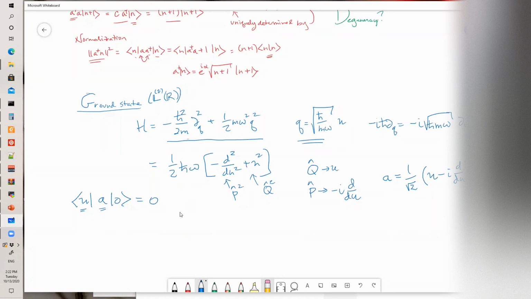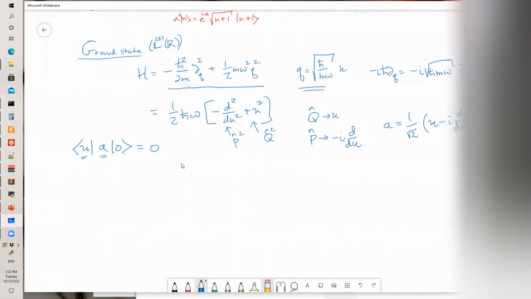Yeah, I'm trying to figure out if I got the signs right. Well, okay, so, not sure about this I.